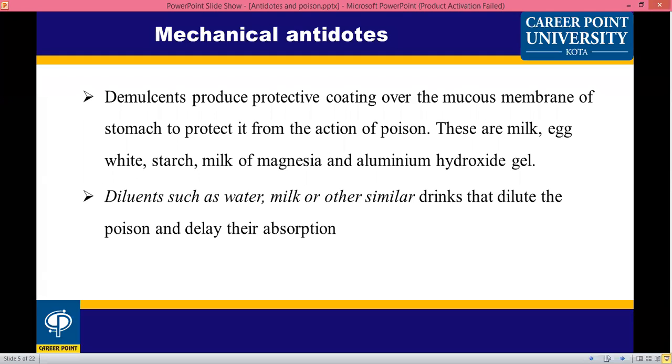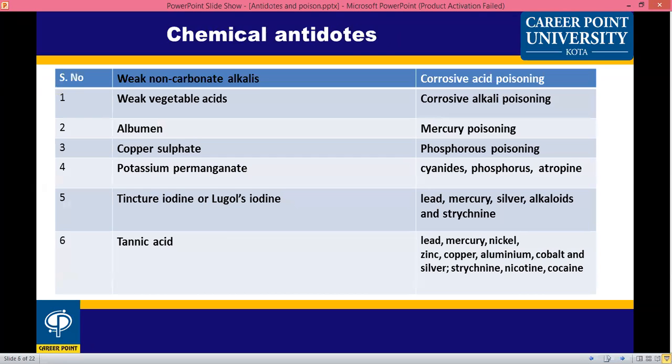Another one is diluent. Diluents are helpful to dilute the poison and delay the absorption. Diluents are water, milk and other similar drinking material. If a person has taken poison and is given more water, it dilutes the poison, and giving milk also dilutes it and delays the absorption of poison.